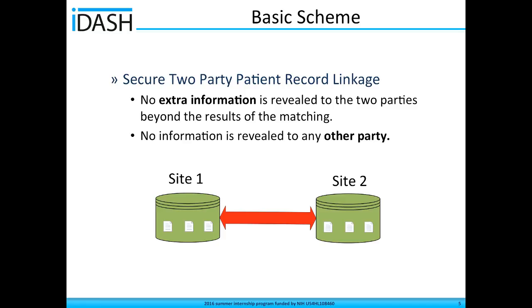So here is our basic scheme. This is a secure two-party patient record linkage model. In this model, we can see that there are only two interactors, and no extra information is revealed to the two parties beyond the results of the matching. That means that during the interactive linkage process, each party does not know any information about the other. More importantly, this model needs only two interactors and does not require any third party to engage in the secure interactive linkage process.